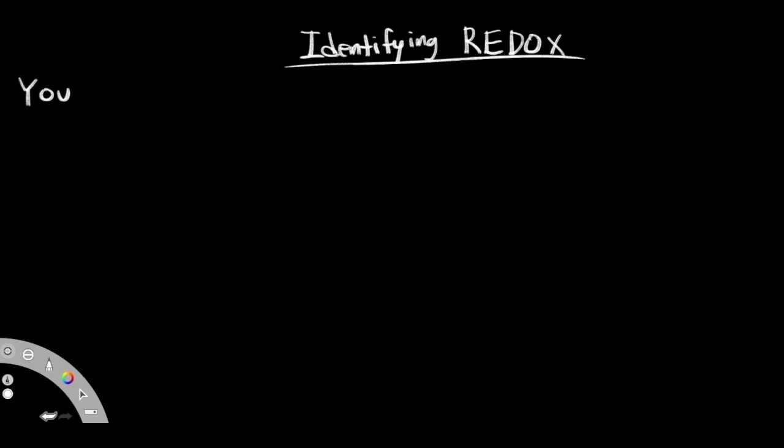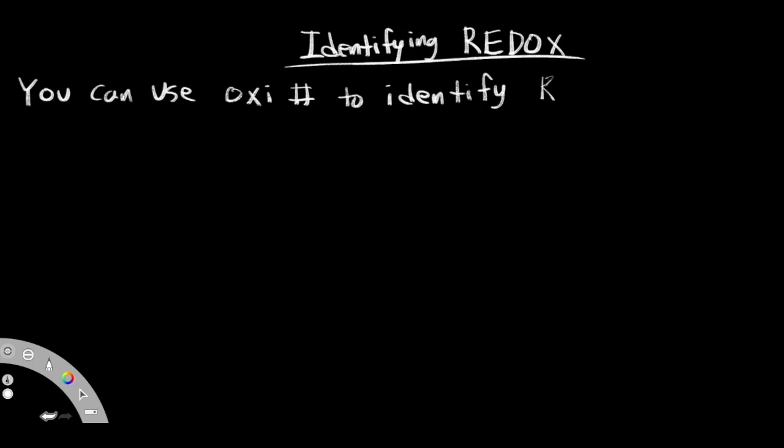Identifying redox reactions. Let's look at how. You can do this by using oxidation number. So this stands for oxidation, okay? So you can use oxidation number to identify redox reactions.